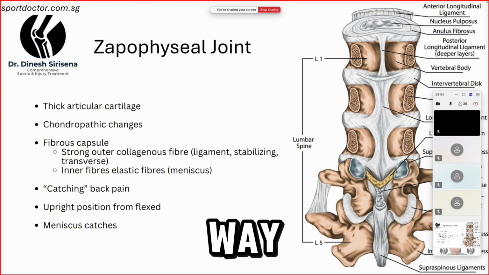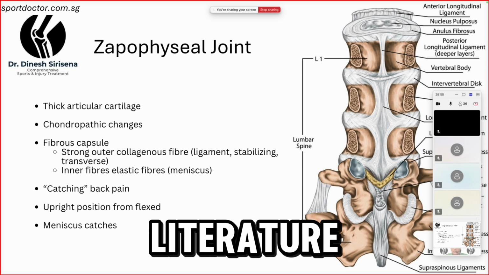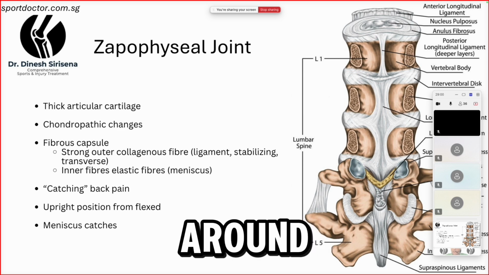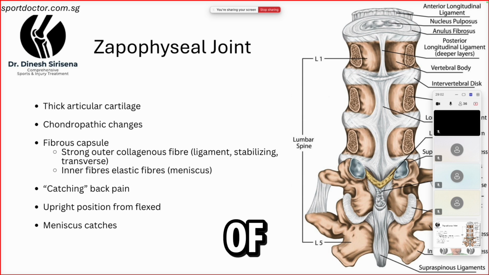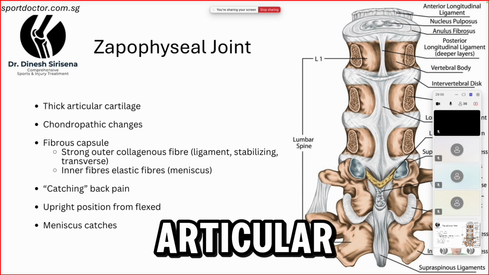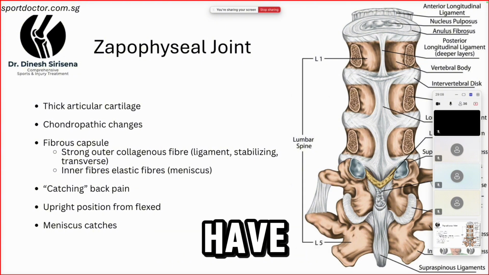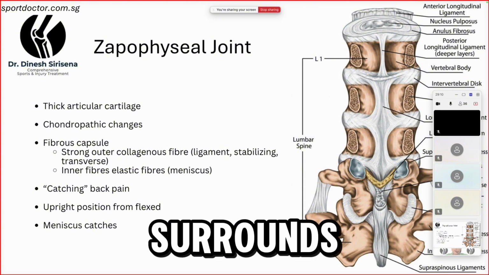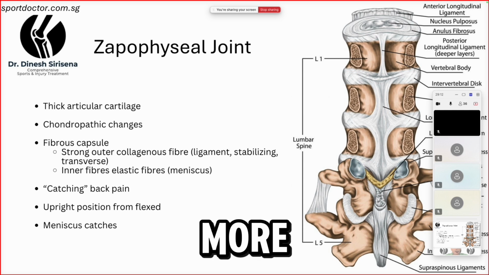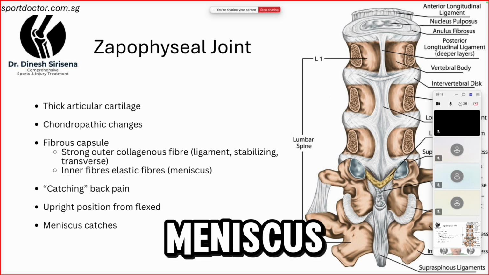Just as another way of thinking about the joints, reading some of the literature and the papers around it really made me start to think of the joints in a slightly different way. Essentially they're articular joints, and they have a capsule which surrounds it, and the outer part is much more stiff, and the inner part is quite flexible, and it's a bit more like a meniscus.